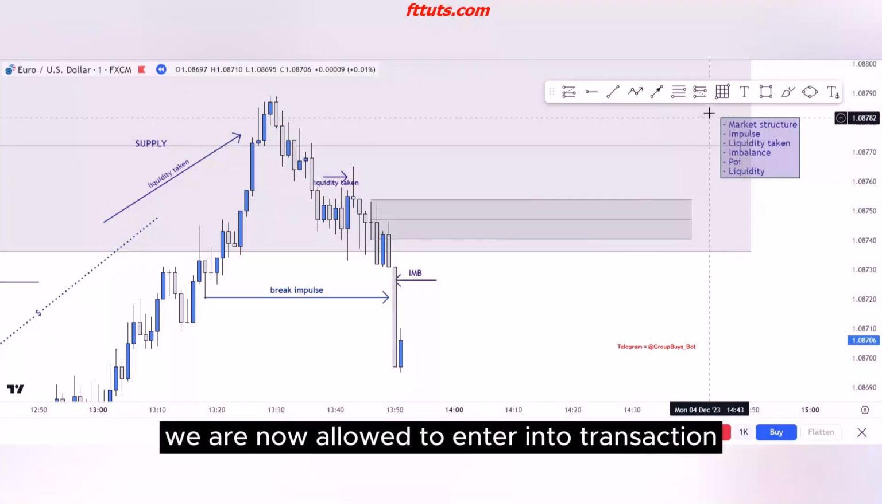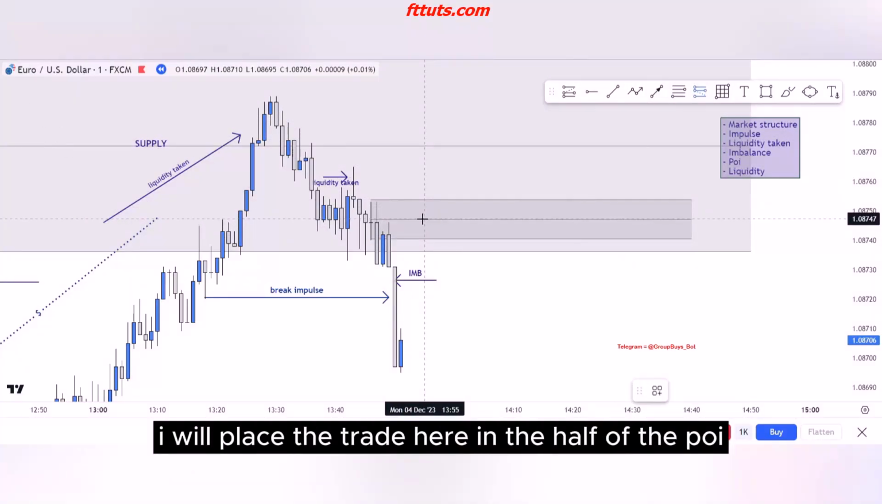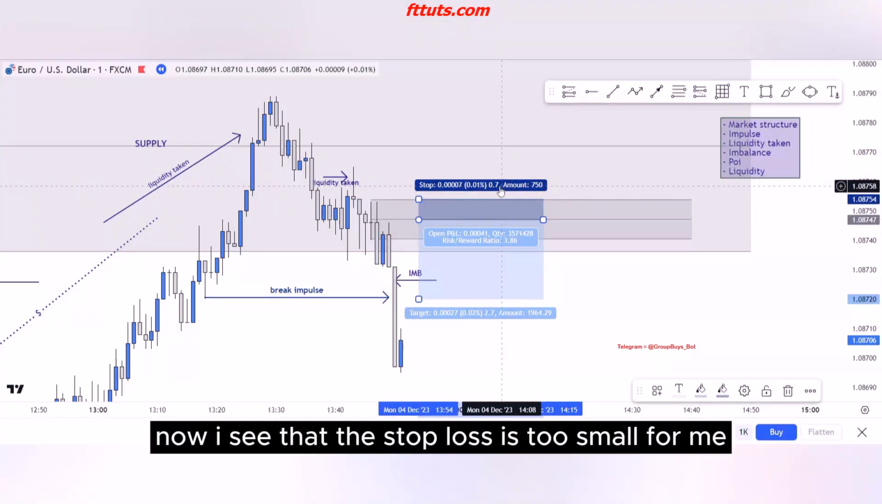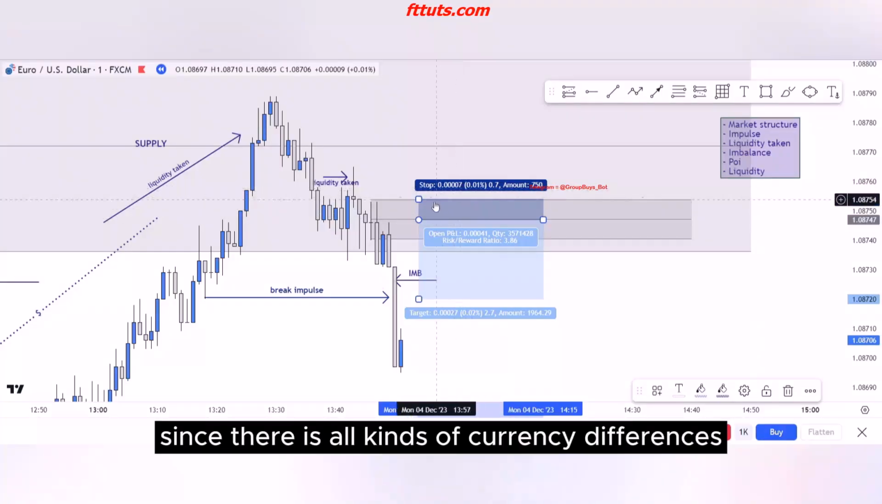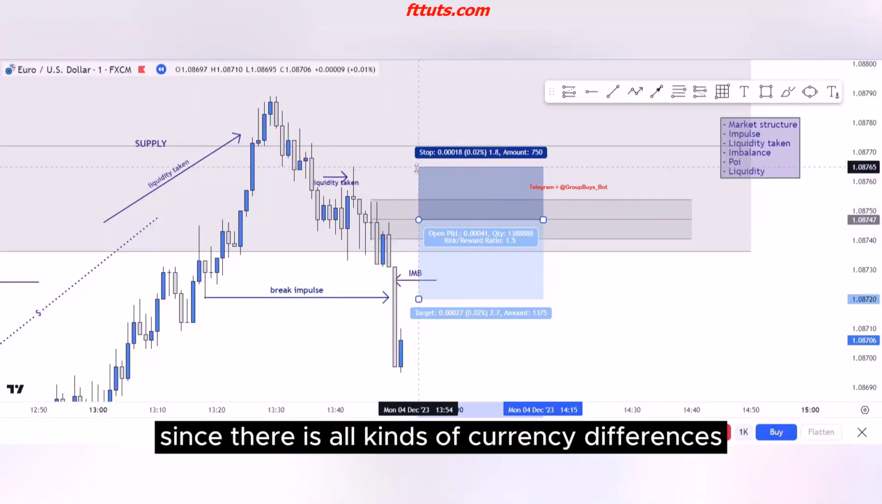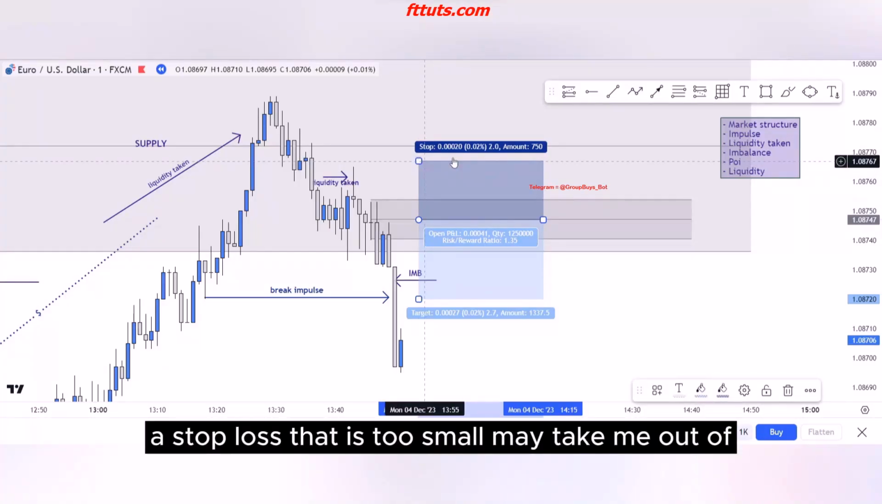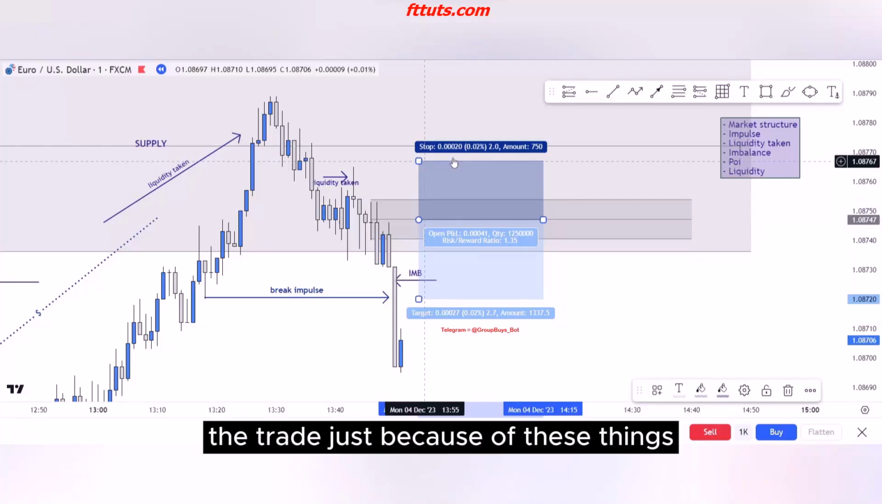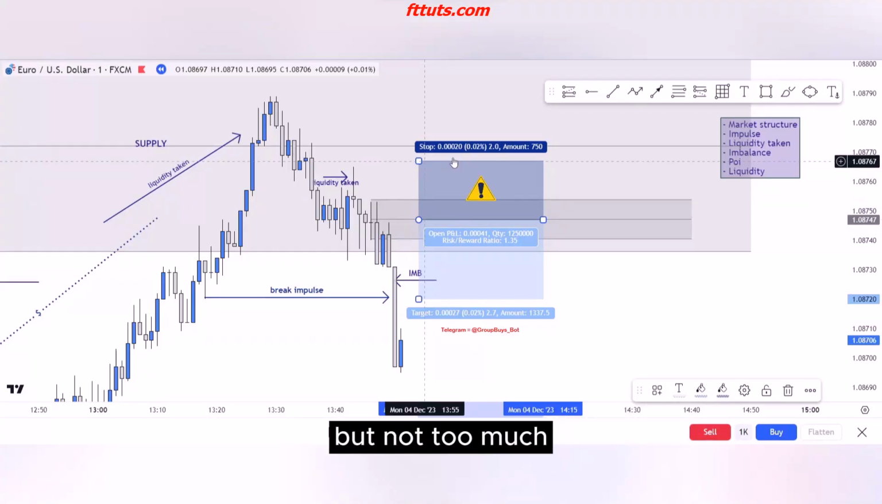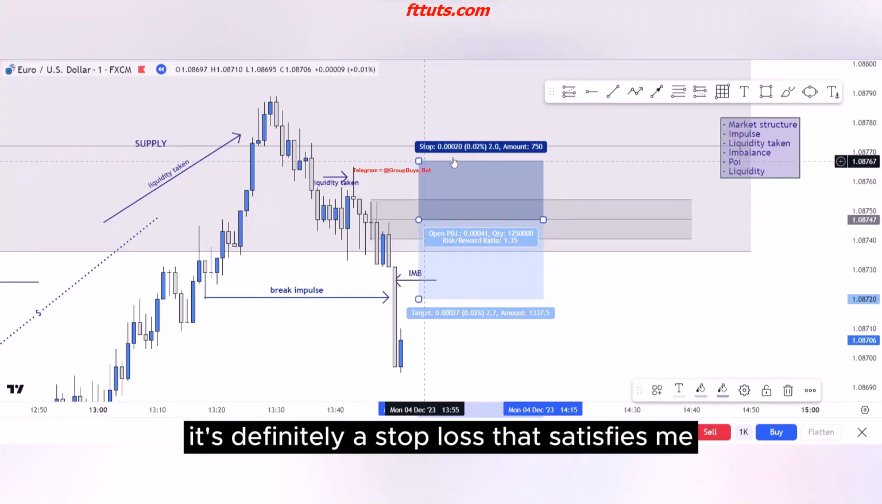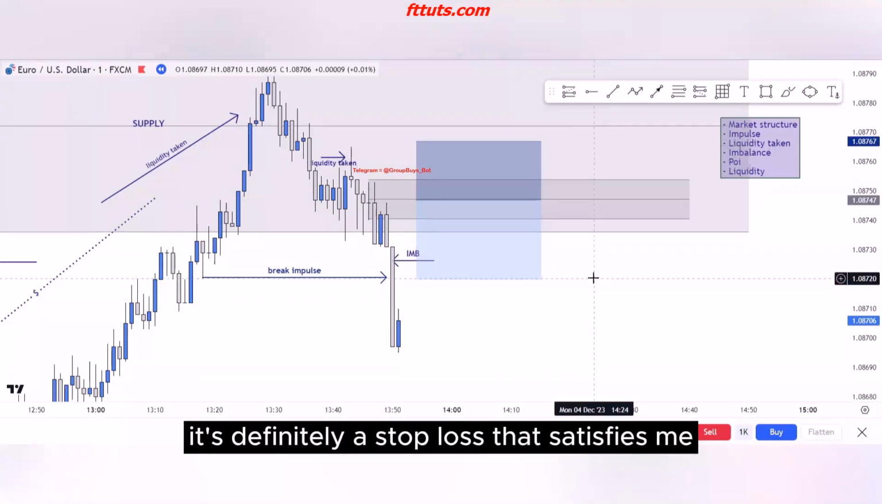We are now allowed to enter the trade. I will place the trade here at the half of the POI. Now I see that the stop loss is too small for me, since there are all kinds of currency differences and also different quotes for each broker. A stop loss that is too small may take me out of the trade just because of these things. You can have a stop loss that will be small but not too small. I'll stretch it here. A stop loss above the highest is good for me. It's definitely a stop loss that satisfies me.